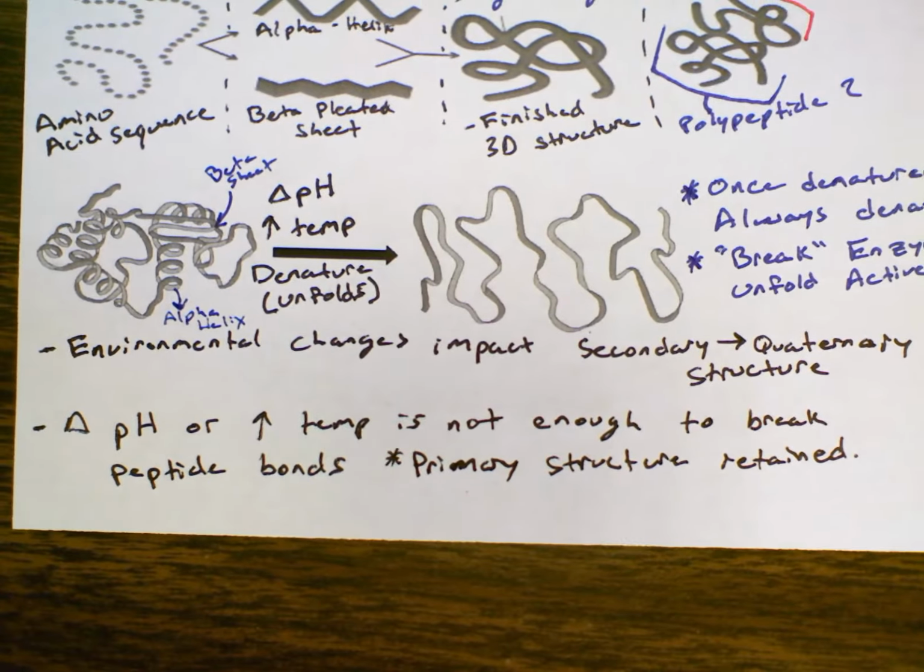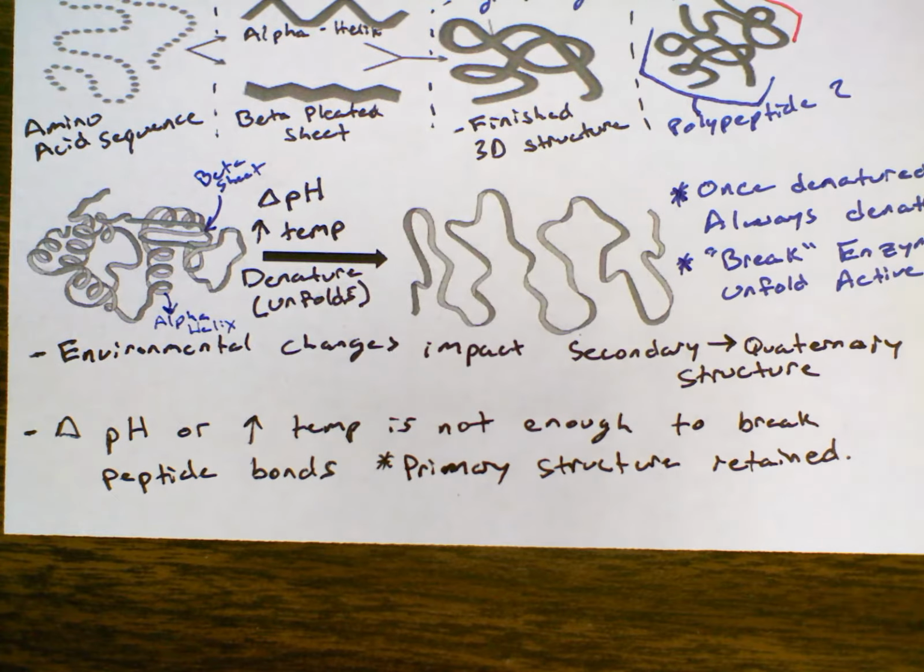Environmental changes are going to impact secondary through quaternary structure. Primary structure is left untouched, and this is because primary structure is formed through covalent bonds, which are very strong. Increases in temperature would have to be insanely high in order to break these amino acids apart. Higher than anything that we would experience naturally. Changes in pH, same way. You're only going to be able to impact secondary to quaternary structure, meaning that the amino acids are still going to be stuck together. They're just not going to be folded properly anymore.